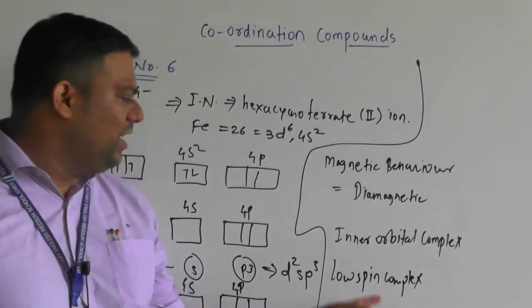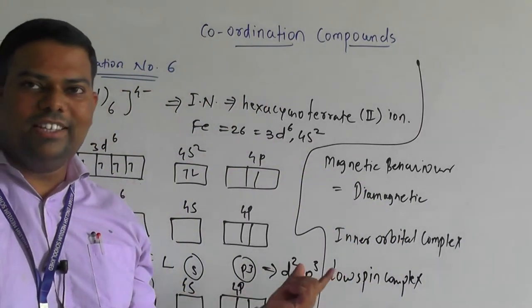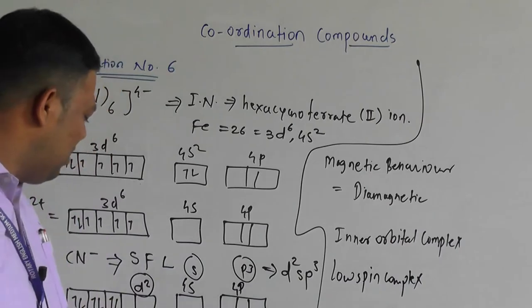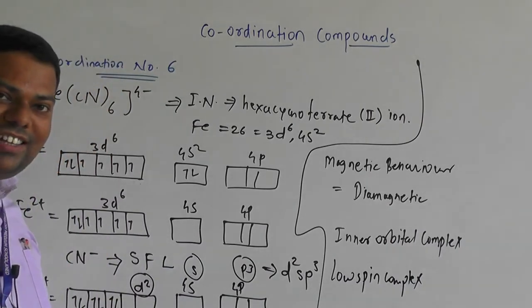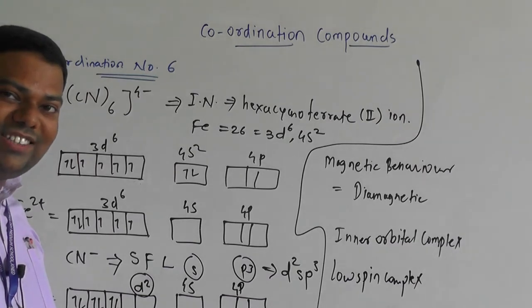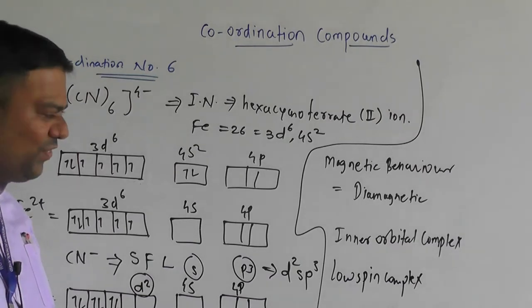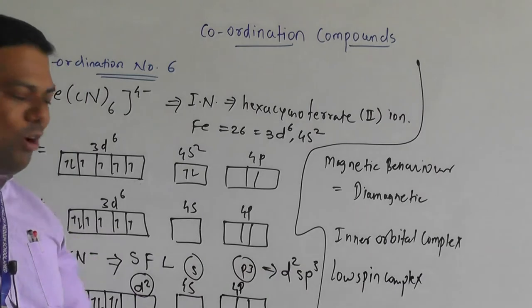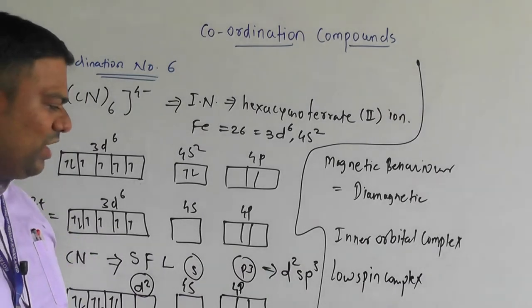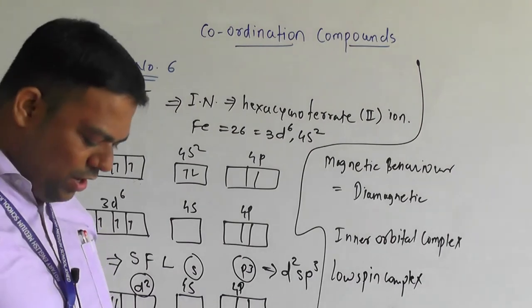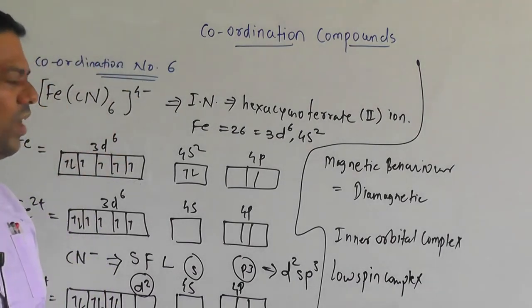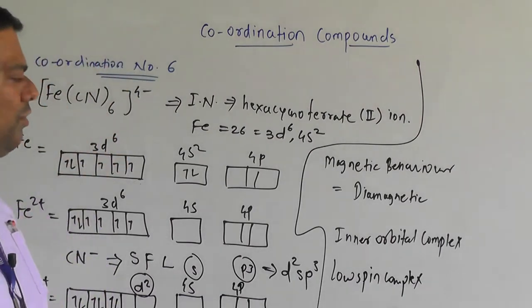See, inner orbital complex, why is it an inner orbital complex? Because they use the (n minus 1) d subshell. Therefore we can call it an inner orbital complex. And inner orbital complexes, these are what? Low spin complexes. I hope you understood this, our first example.